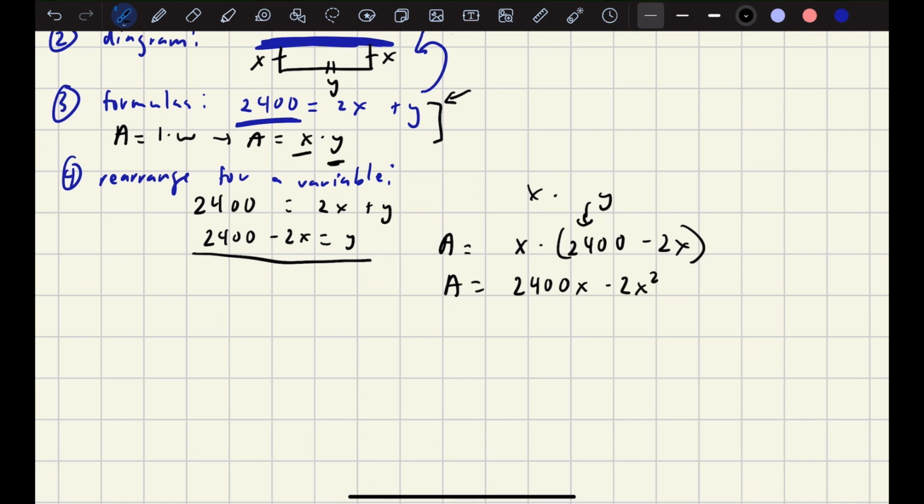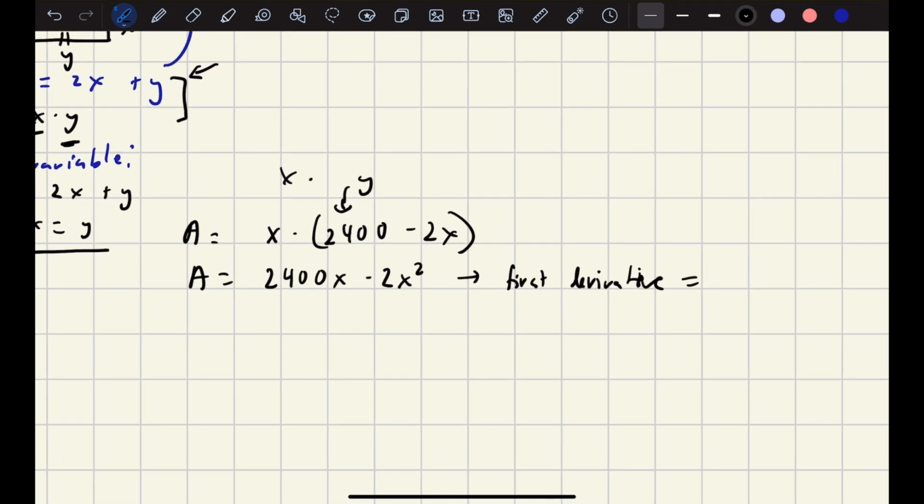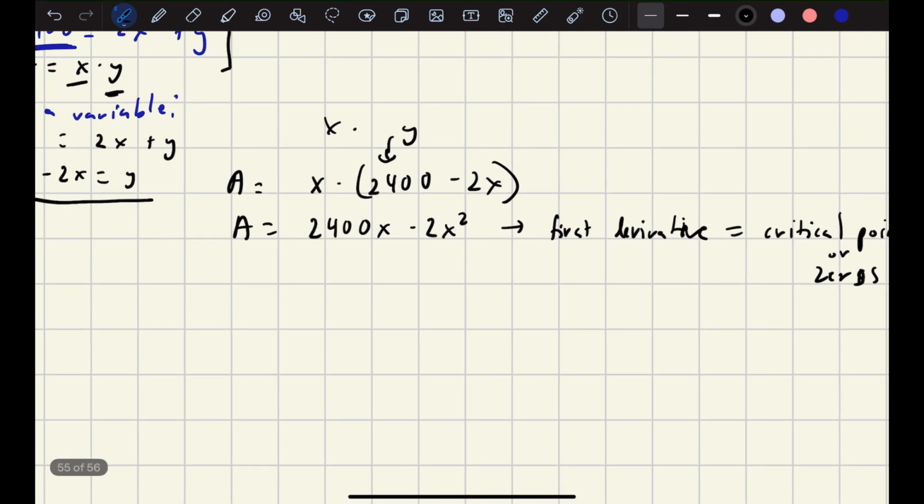And if you remember from our first unit, when we have an equation like this with our x's, we can figure out the first derivative to find critical points, or our zeros, right? So if we figure out the derivative of this, we can use the power rule.